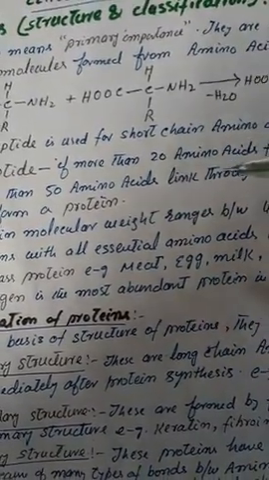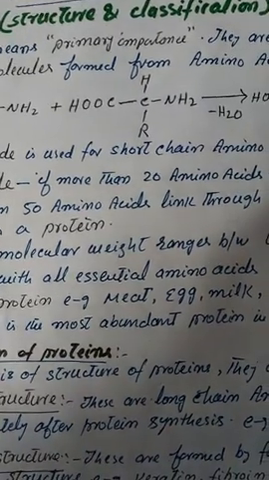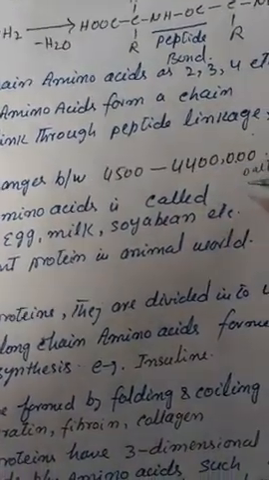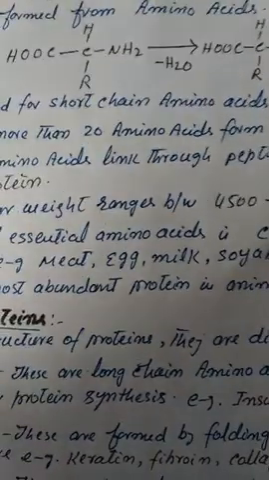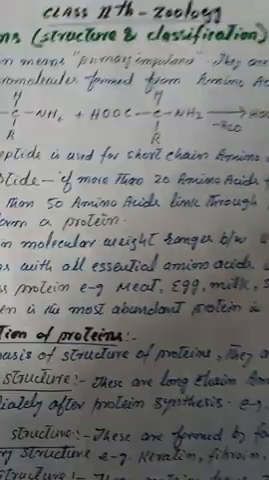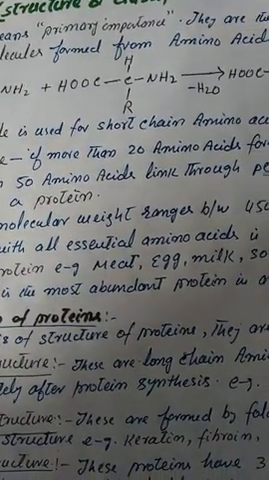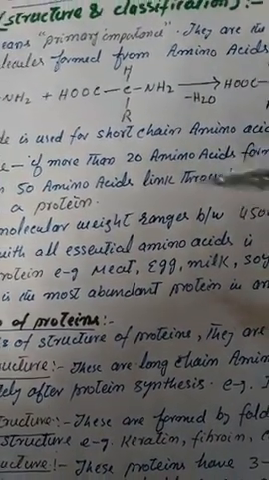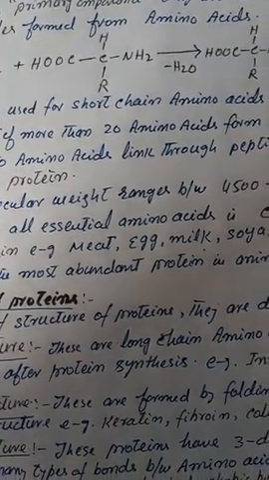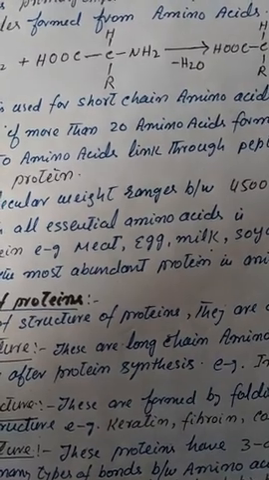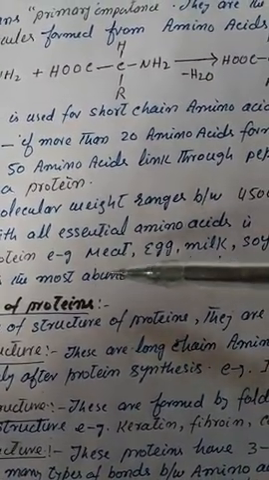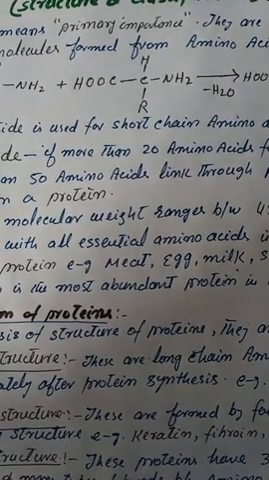The protein molecular weight ranges between 4,500 to 44 lakh daltons. Now, proteins with all essential amino acids are called first class proteins, which are found in meat, egg, milk, soya bean, etc. And you must remember that collagen is the most abundant protein found in the animal world.